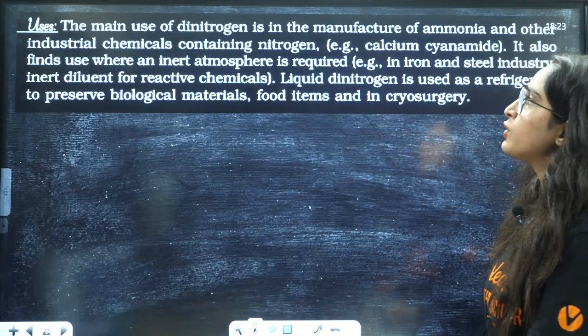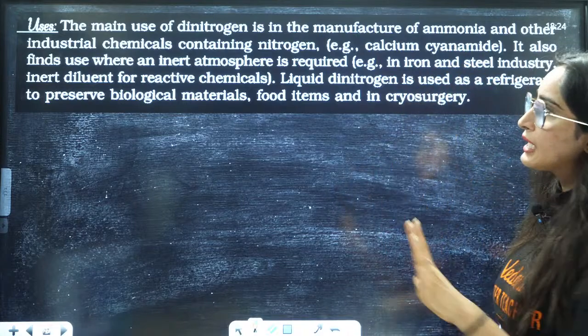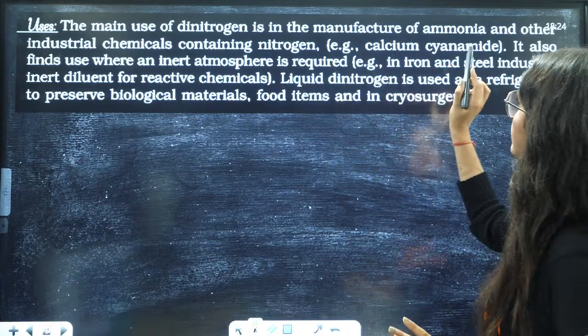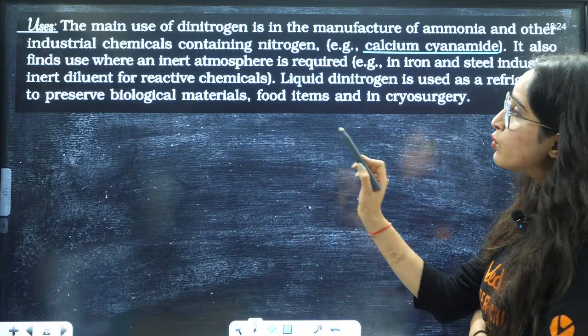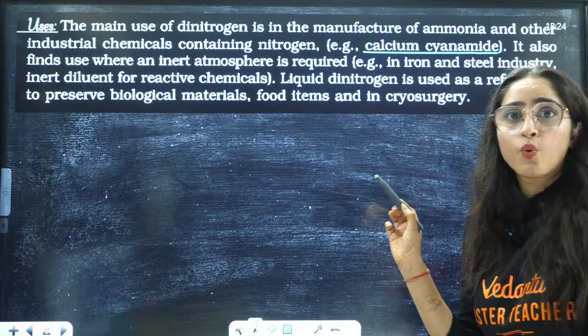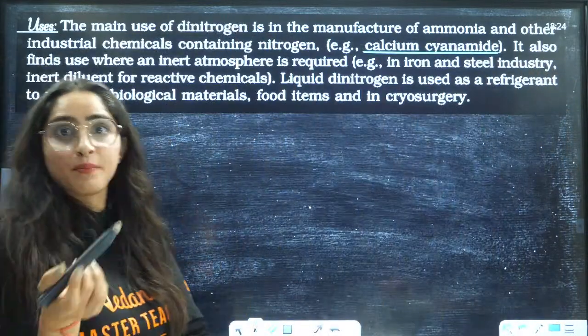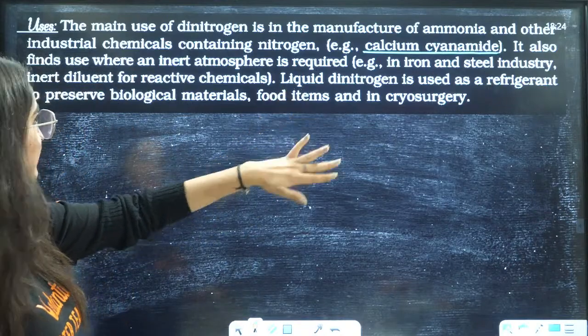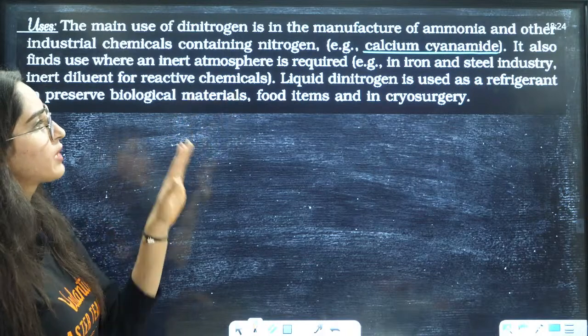Uses are: the main use of dinitrogen is in the manufacture of ammonia and other industrial chemicals containing nitrogen, like calcium cyanamide. It also finds use where an inert atmosphere is required, right? Where you require an inert atmosphere, even in labs, right? So the iron and steel industry, and as an inert diluent for reactive chemicals.